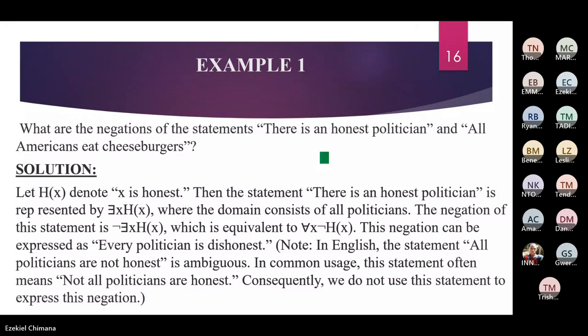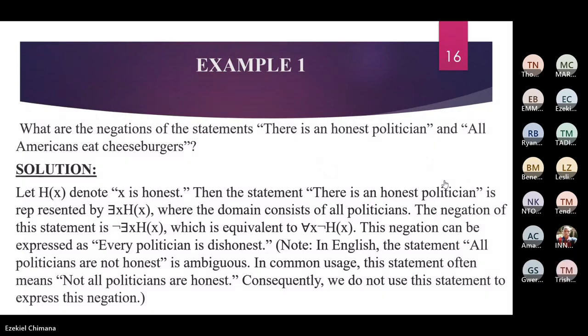What are the negations of the statements: there is an honest politician, and all Americans eat cheeseburgers. Then the solution over there: let H of x denote x is honest. Then the statement there is an honest politician is represented by the existential quantifier, there exists x.